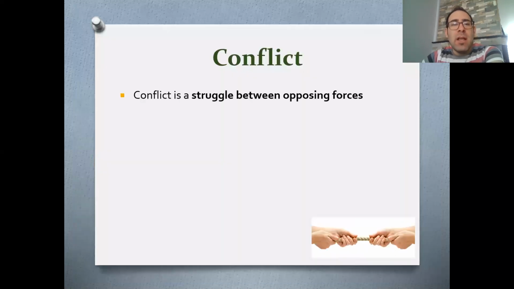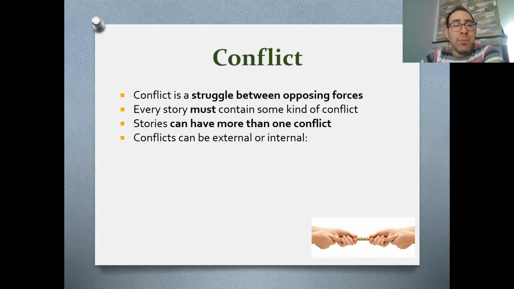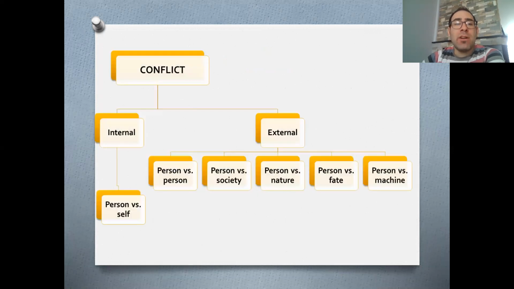Now, conflicts. Conflict is a struggle between opposing forces. Almost all stories contain a conflict. It could be external or internal. So I'll give you the difference between external and internal. Internal is something that happens within oneself, so person versus self. Then external, we have all kinds. We have person versus society, which is like a government, not like a group of people. Person versus nature, and I'll talk to you more about that. We have person versus fate.